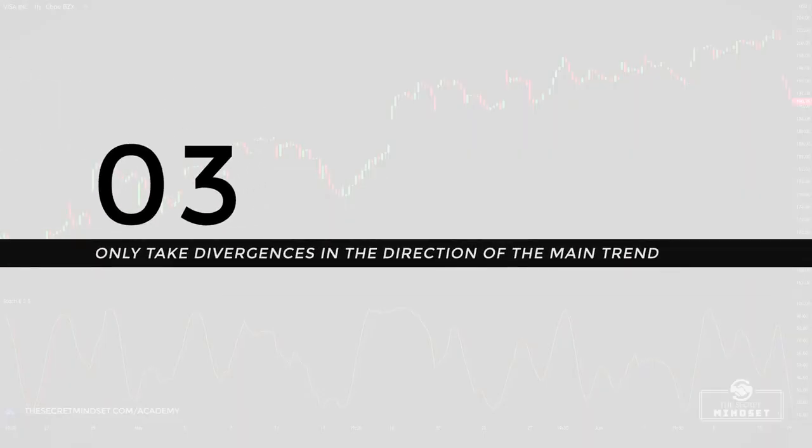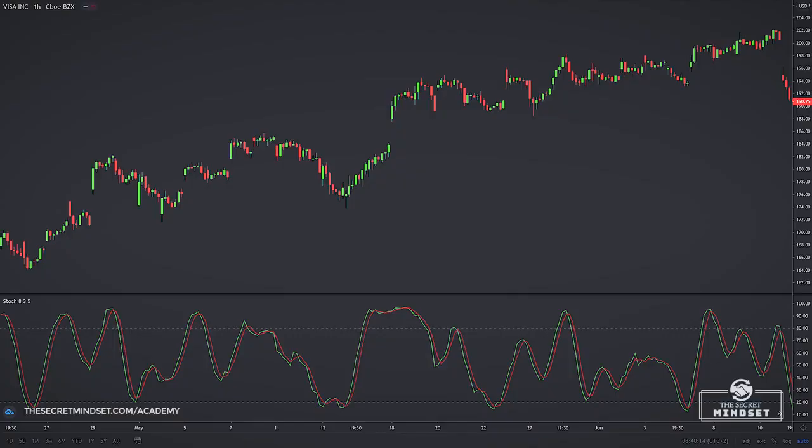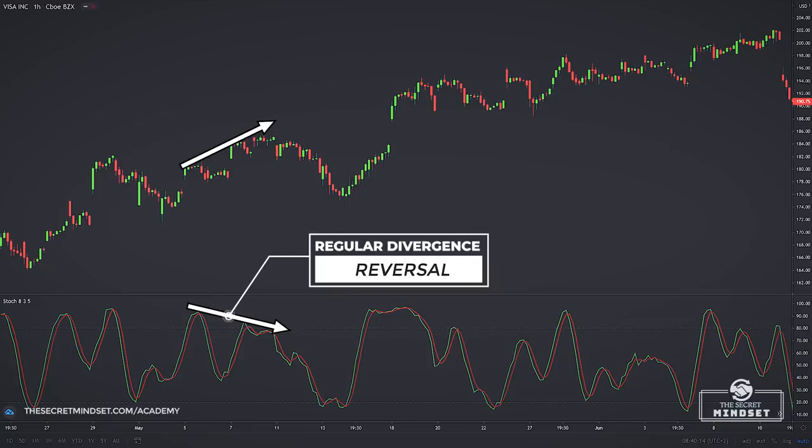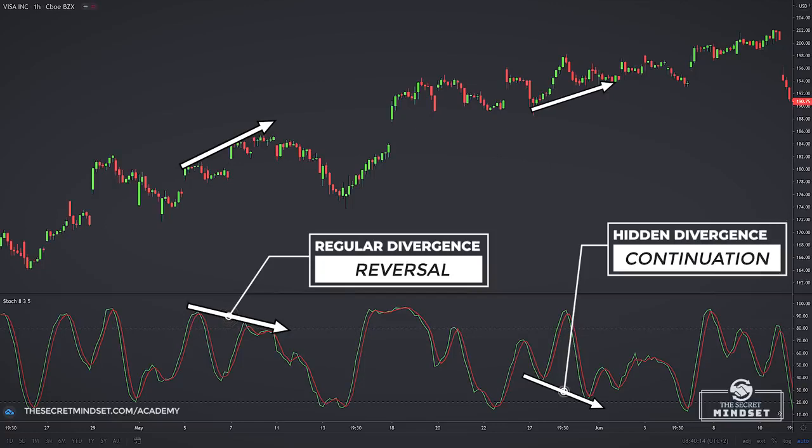Number 3. Only take divergences in the direction of the main trend. With regular divergences, the oscillators indicate momentum shift and thus point towards a reversal of the trend. This implies that a regular divergence warns the end of a trend is expected. Hidden divergences signal momentum coming into the main trend, suggesting a possible continuation in the main direction of the trend.